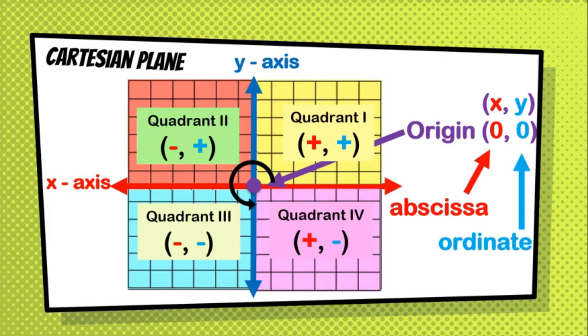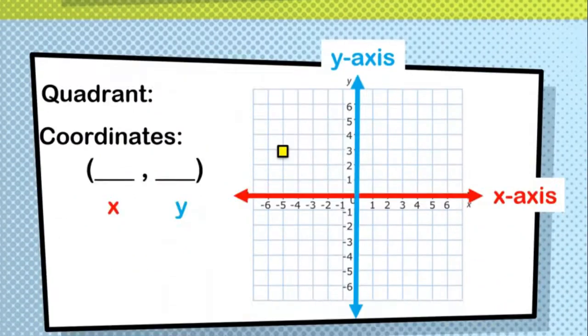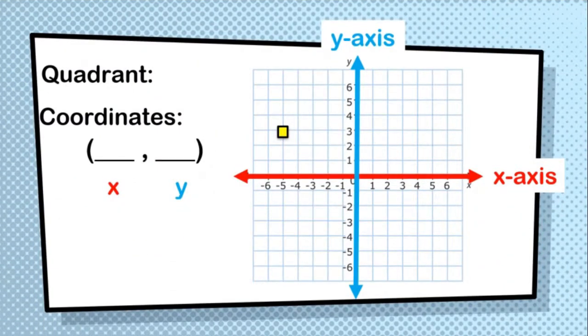Now, let's practice finding the coordinates of each given shape. What is the quadrant where the square is located? We have quadrant 2. What about its coordinates? What is the abscissa or x-coordinate? Look at the x-axis. From the origin, count how far the point is from the y-axis. That is negative 5. Negative integers are to the left on our x-axis.